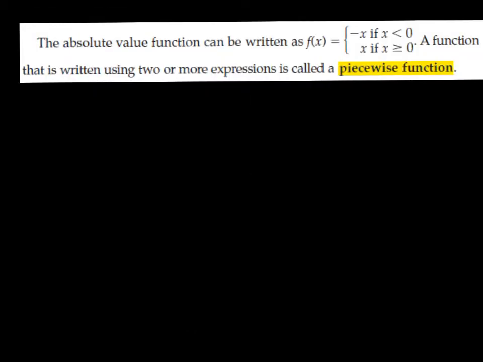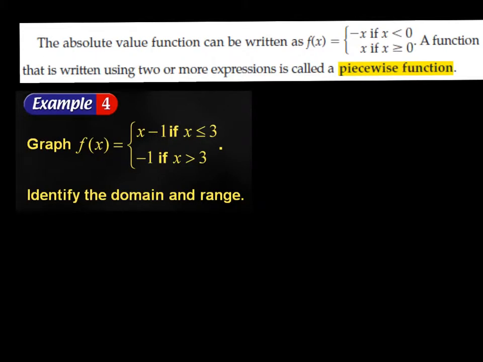The absolute value function can be written as f of x equals -x if x is less than 0, or x if x is greater than or equal to 0. A function that is written using 2 or more expressions is called a piecewise function. So just like when we graphed those two absolute value functions, we're just going to put both graphs on the same grid paper. Identify domain and range.